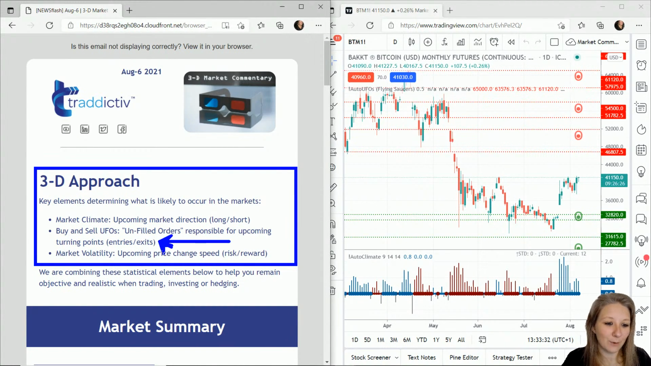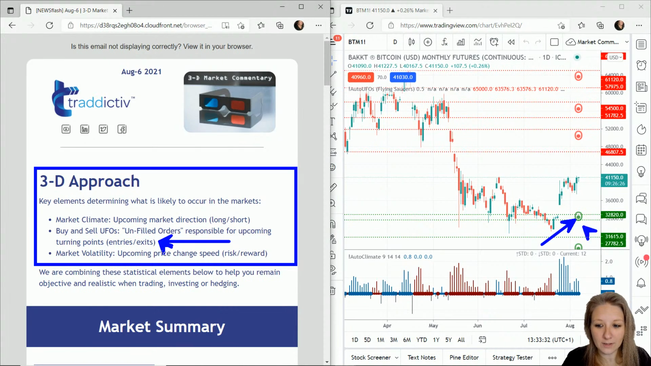Now, the second thing we want to understand is if we're going to buy, where do we buy? If we're going to sell, where do we sell? And this is where our UFOs come in, unfilled orders. Now, UFOs are these guys here. We have these little, looks like flying saucers. That's kind of also why they're called UFOs, right? We've got green ones and we've got red ones.